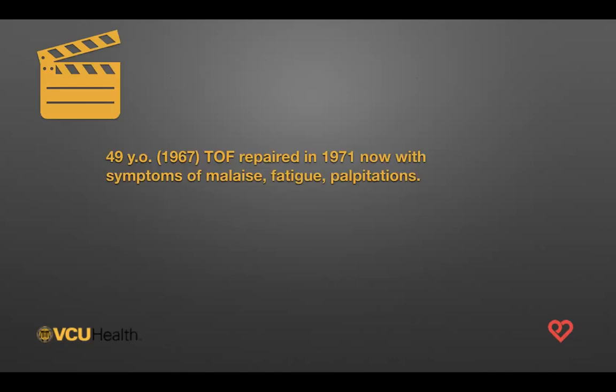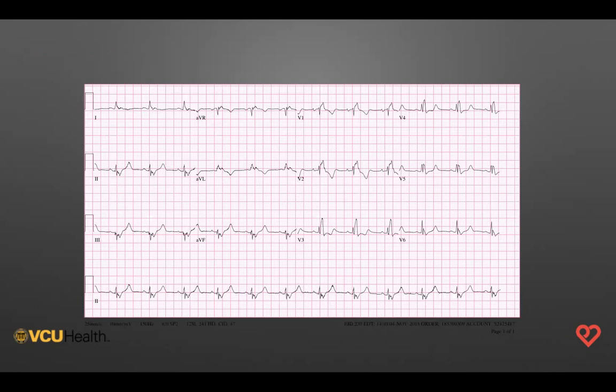We will have several cases throughout this talk. So let's start with this one. This is a 49-year-old with Tetralogy of Fallot, repaired in 1971, who now complains of symptoms of malaise, fatigue, and palpitations. The EKG here shows a typical pattern of normal sinus rhythm with a right bundle branch block, and the QRS duration is 180 milliseconds.